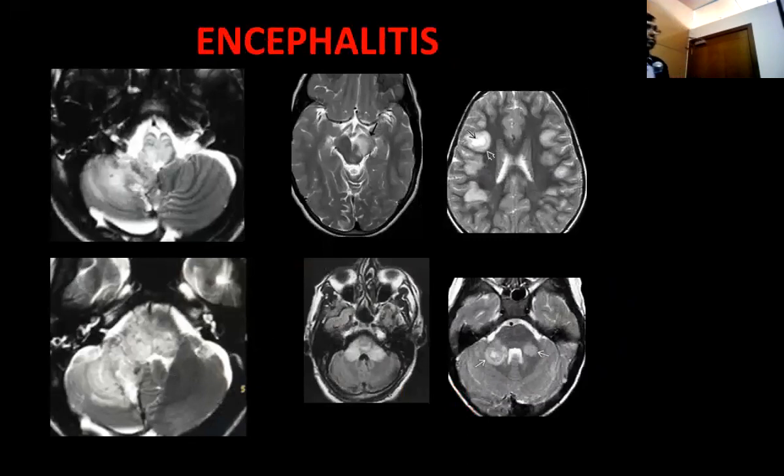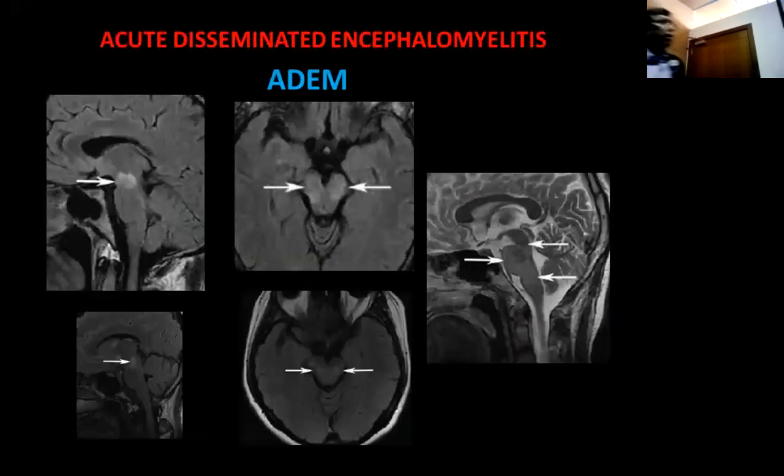Encephalitis. Again, our neurologists in the audience would appreciate these pictures. Encephalitis. There is an entity called brainstem encephalitis that comes just in the brainstem, and it needs a special EEG to show it. Deep electrode EEG. Acute disseminated encephalomyelopathy, ADEM, affecting the brainstem and the spinal cord.